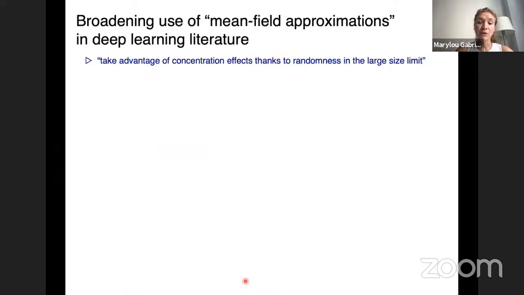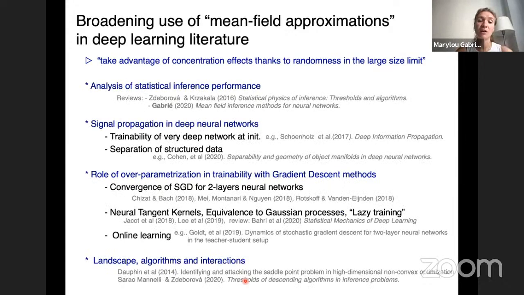And before I close up, I also wanted to mention that there is a broadening use of so-called mean field approximations in the deep learning literature beyond what I've been discussing, where we are basically taking advantage of concentration effects thanks to randomness in the large size limits, let's say, and that is covering many different fields. So I invite you to go over those different applications if you are interested.